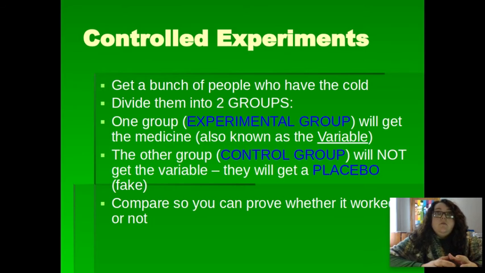So, you want to have a controlled experiment. And this type of experiment is like the go-to. So you're going to get a bunch of people who have the cold. First, they need to have the cold to see if this medicine works. And you're going to have two groups. One's going to be an experimental group who will get the medicine, or who will have the independent variable placed on them. And then the other group is the control group. So they think they're getting the medicine, or they think that the independent variable is being used on them, but it's not. They get a placebo.